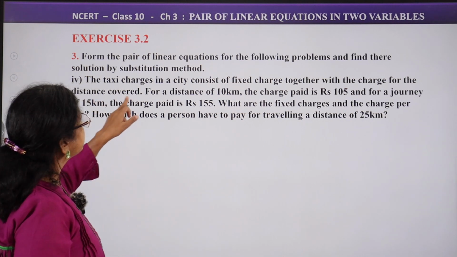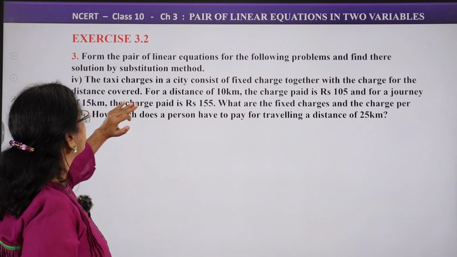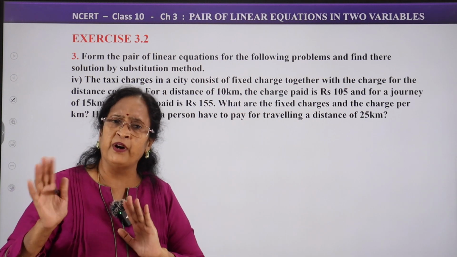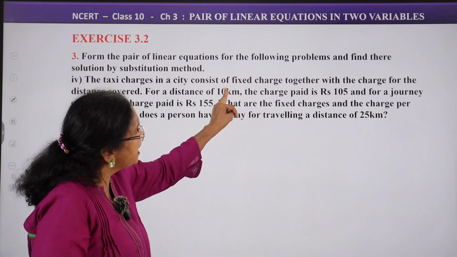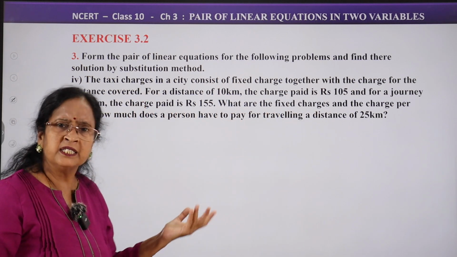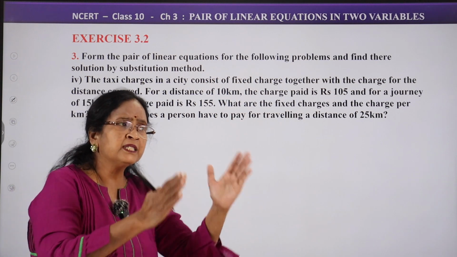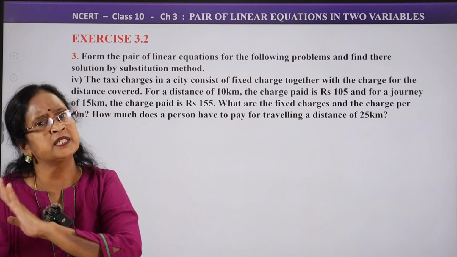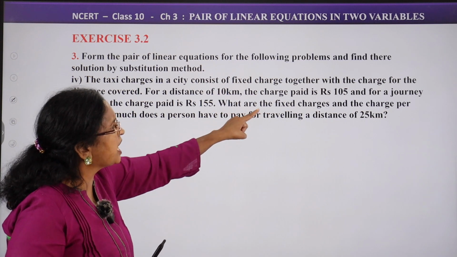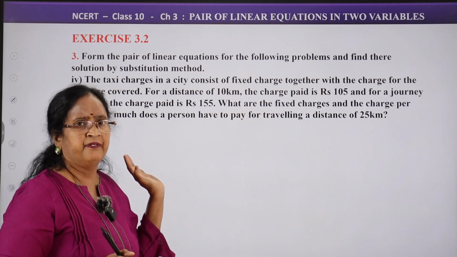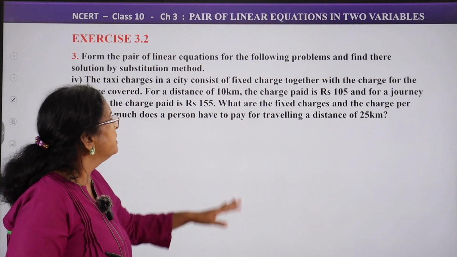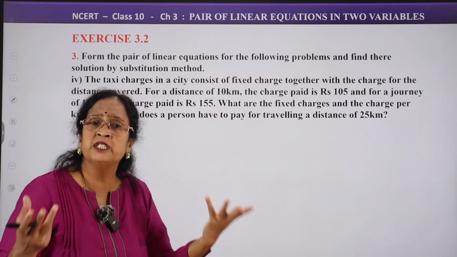Now, taxi charges. So fixed charge and charge for the distance covered. So since we are dealing with two variables, x and y, let us take the first thing, fixed charge x, charge for the distance covered as y. So together means fixed charge plus charge per distance covered. Okay. Now for the distance of 10 kilometers, the charge paid is 105, and for a journey of 15, the charge paid is 155. Now they are asking, what are the fixed charges?